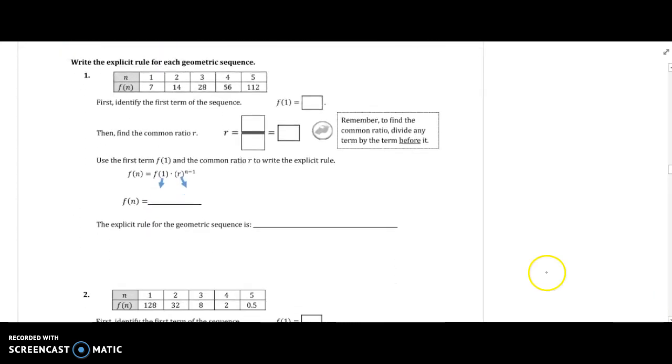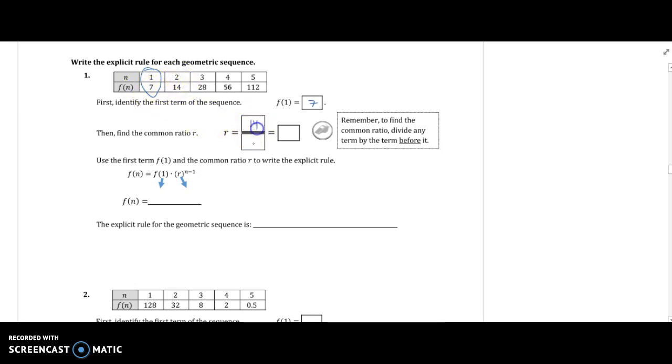Let's try some more examples. So this one we're given our terms in the sequence in a table, but this is telling us that the first term is 7, the second term is 14, the third term is 28. So it's pretty much the same. So f of 1 is 7, right? We get that from right here. And then to find the common ratio, we have to divide one term by the previous term. So it can be any one. I could do 112 divided by 56. I could do that. But I feel like doing 14 divided by 7.